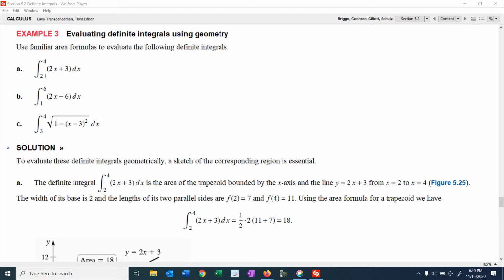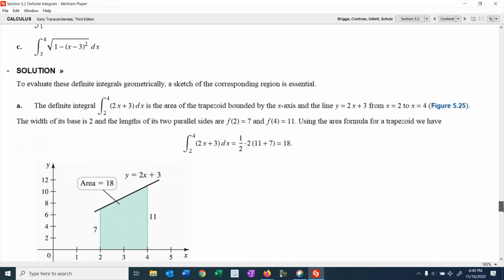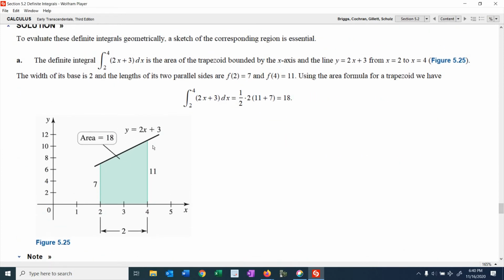Okay, so let's look at this one. Let's find the definite integral from 2 to 4 of 2x plus 3. First of all, if you graph 2x plus 3, that's just a line with a slope of 2 and a y-intercept of 3. So its graph looks something like this. And what we need to do is find the net area trapped between the function and the x-axis, starting at 2 and ending at 4. So in other words, the area in here.